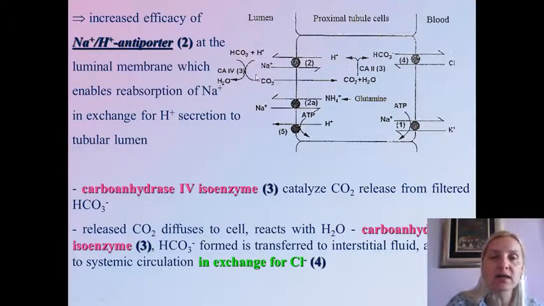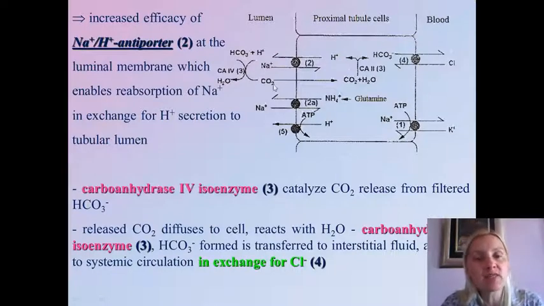The reaction is catalyzed by carbonic anhydrase 4 isoenzyme, and carbonic acid is degraded to carbon dioxide and water. So bicarbonate ion, to be reabsorbed, is transformed to carbon dioxide. We know that carbon dioxide can diffuse freely through the membrane, so now this equivalent amount of carbon dioxide diffuses to the proximal tubule cell. It undergoes a reaction catalyzed by carbonic anhydrase second isoenzyme, in which bicarbonate ion is formed and it's transferred first to interstitial fluid and then to systemic circulation in exchange for chloride ion.